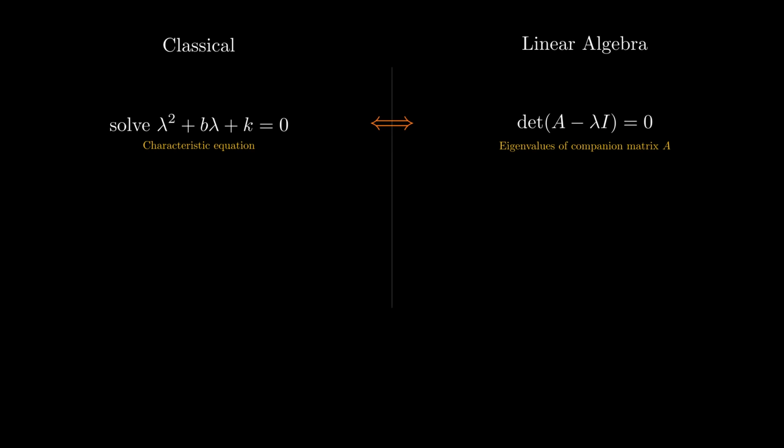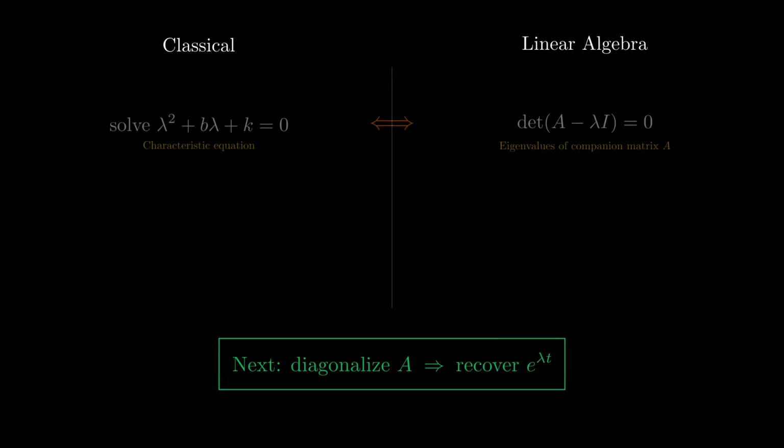And this is why linear algebra is the natural language of linear dynamics. Next, we'll diagonalize A and watch the classical solution e^(λt) fall straight out.